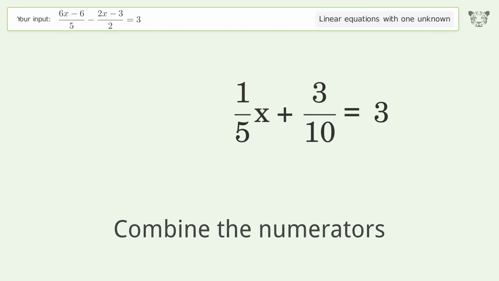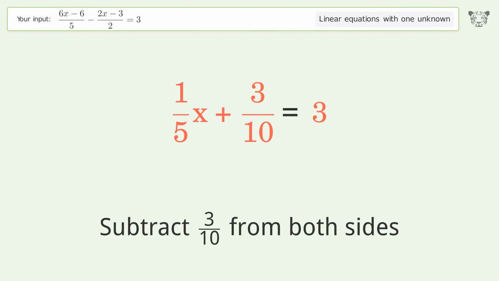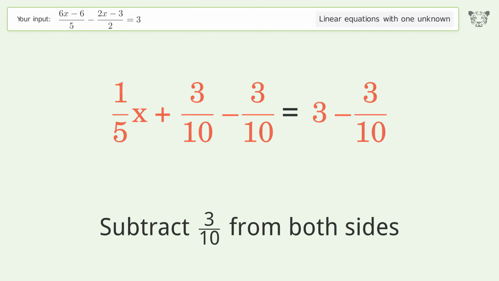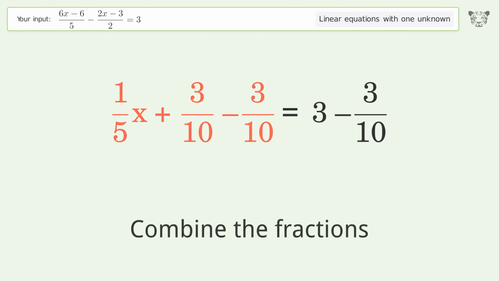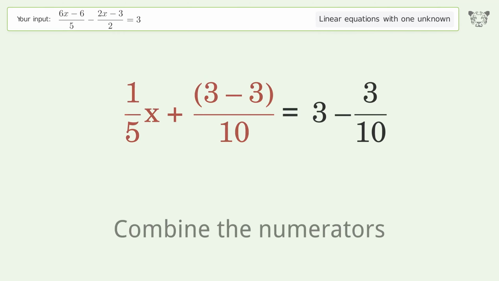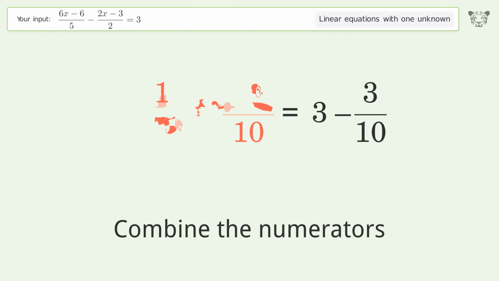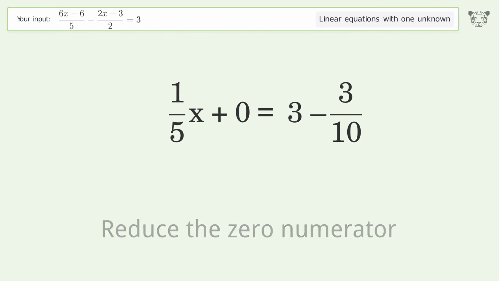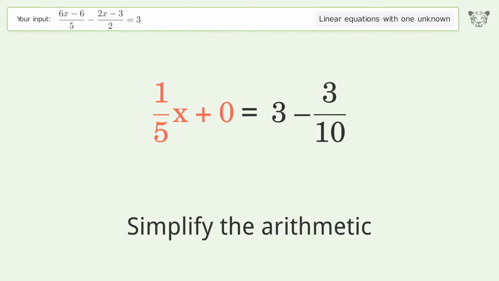Group all constants on the right side of the equation. Subtract 3 over 10 from both sides. Combine the fractions. Combine the numerators. Reduce the zero numerator. Simplify the arithmetic.